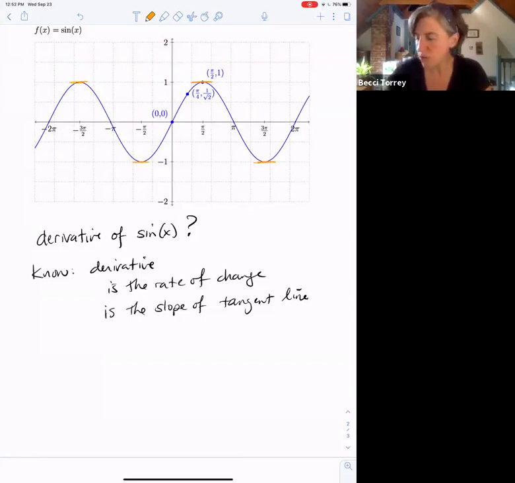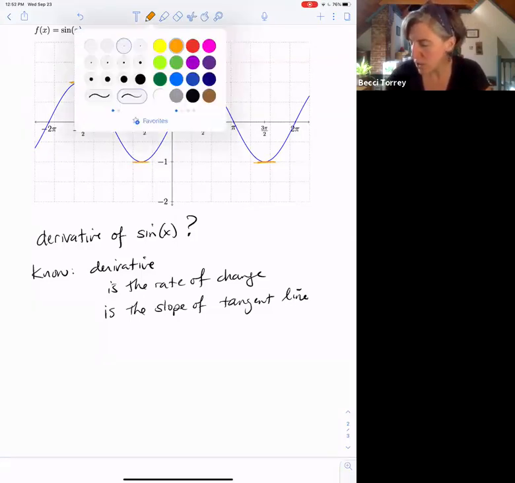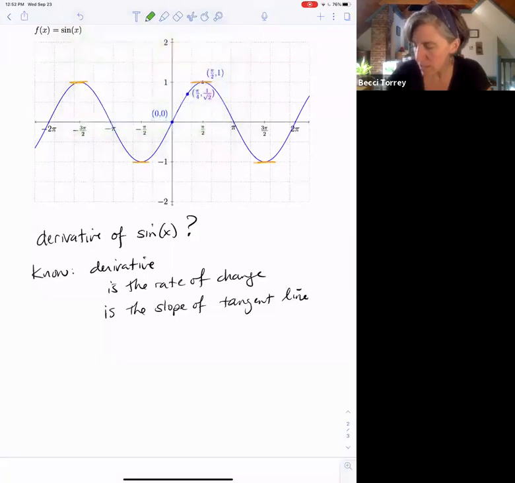And so the derivative function, which I'll draw in a different color, how about green, the value of the derivative is zero at exactly those points: at minus 3 pi over 2, at minus pi over 2, at pi over 2, and at 3 pi over 2.